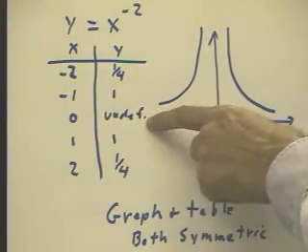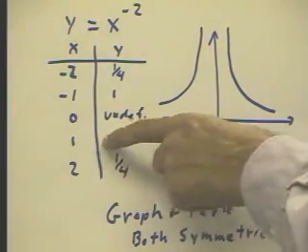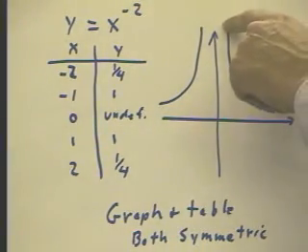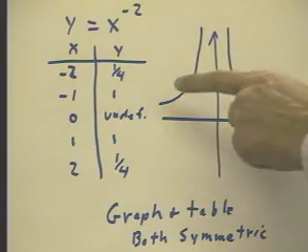1 over 0 squared is still going to be 1 over 0. That's undefined. 1 over 1 squared is 1. 1 over 2 squared, of course, is 1/4. So when we do the table, we get a graph that's somewhat steeper than the other. It still has the same behavior.